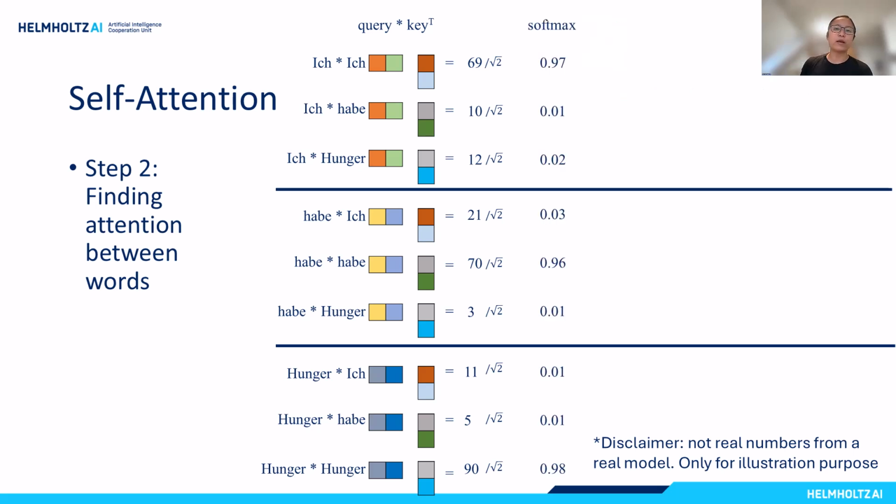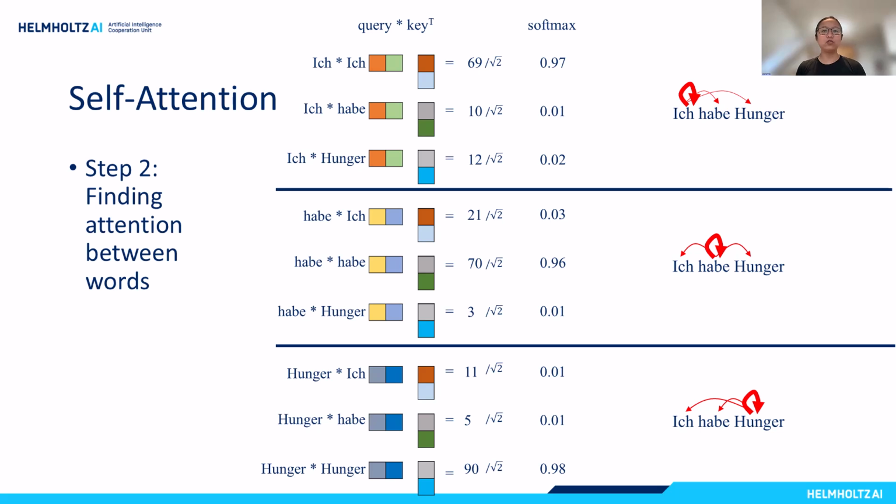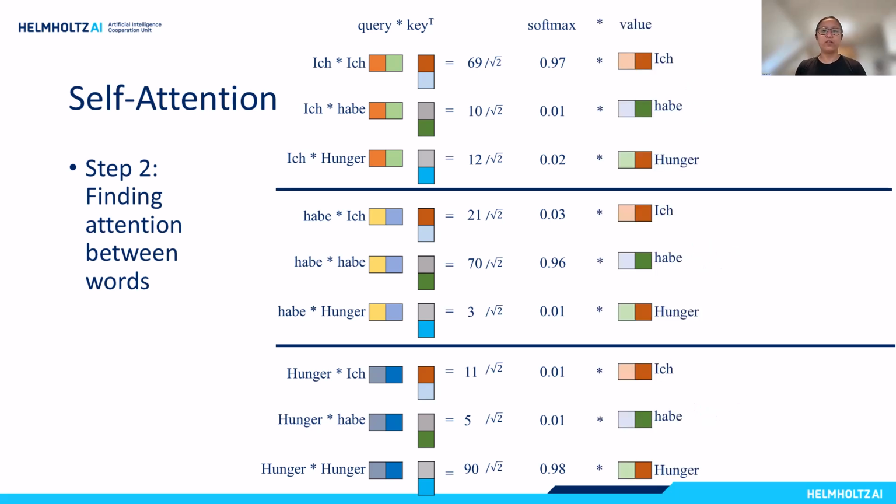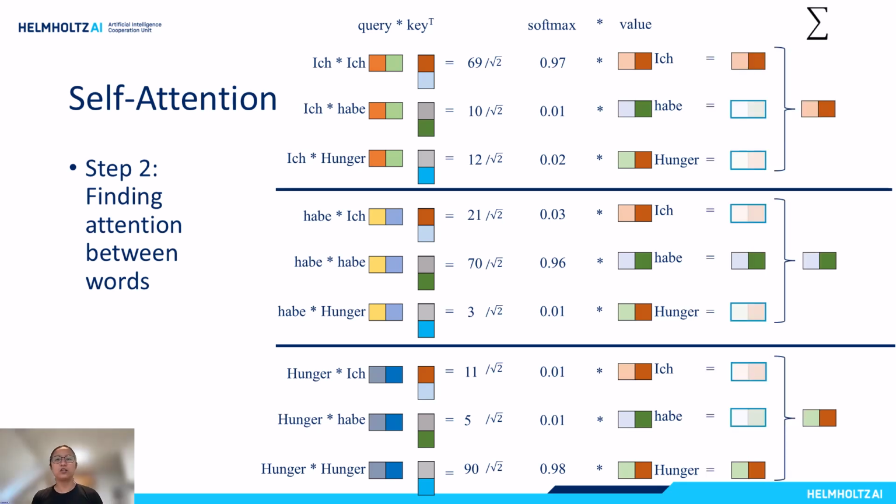Then, softmax for each word. These softmax values describe how strong the attention is between the words. Then this softmax is multiplied with the value vectors, and then the results are added together. The final result is the vector for each word, where the context has been added to it.